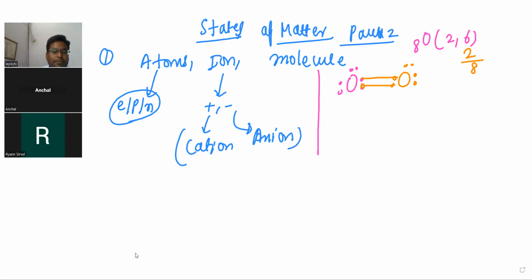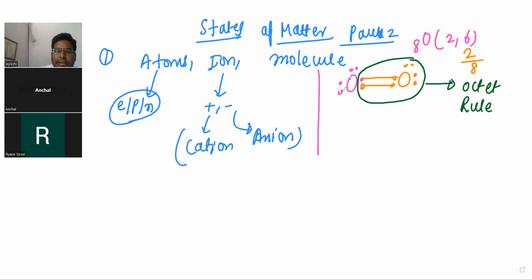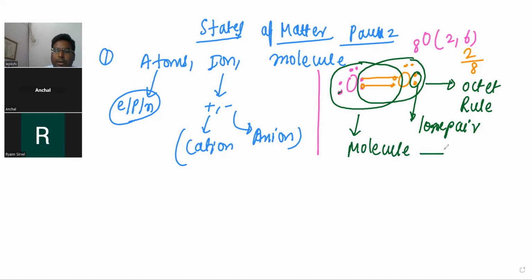So it is completing its octet. This is called the octet rule, right? So this also contains 8 electrons by sharing. And these free electrons are called lone pairs. So when two atoms combine with each other, it forms a molecule. So this is the molecule of oxygen, that is O2. Understood?